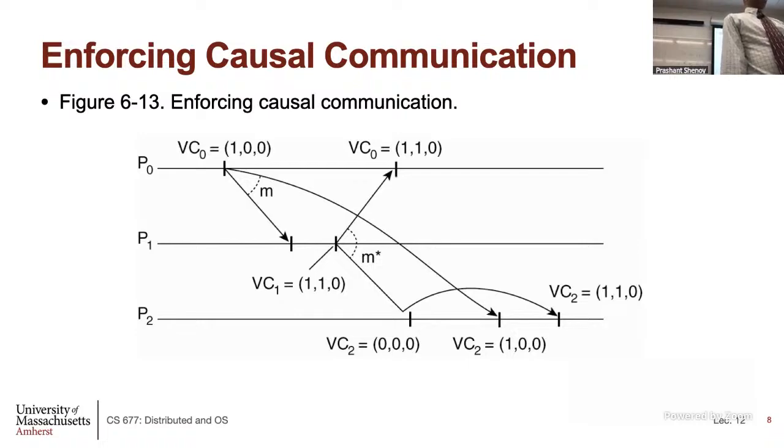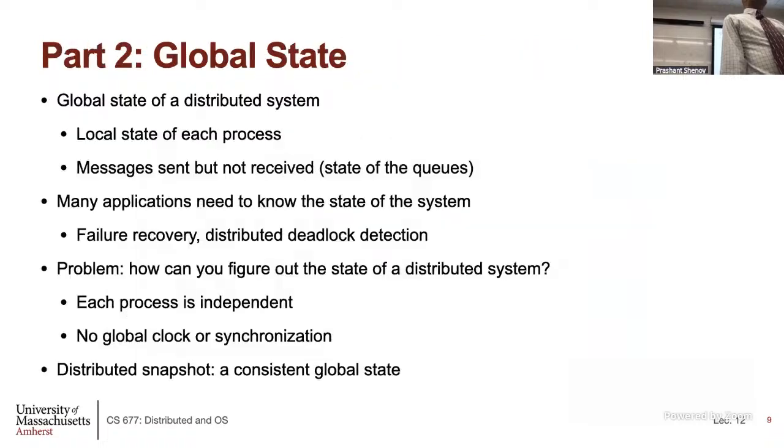Okay, so that's vector clocks. I am going to switch gears and talk about a different problem in distributed systems, which is called the global state, capturing the global state of a distributed system. I'll define what it is, but then I'll also explain why this matters, because our definition is somewhat abstract, so you may not get an appreciation of why this is even important. But let me define what this term means.